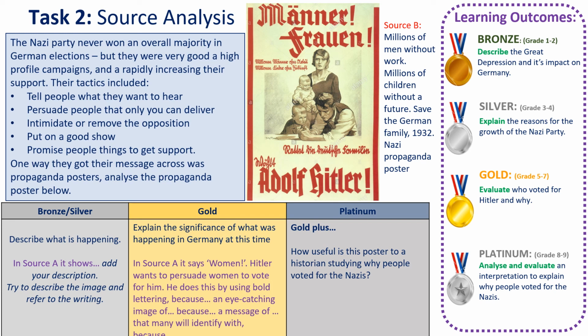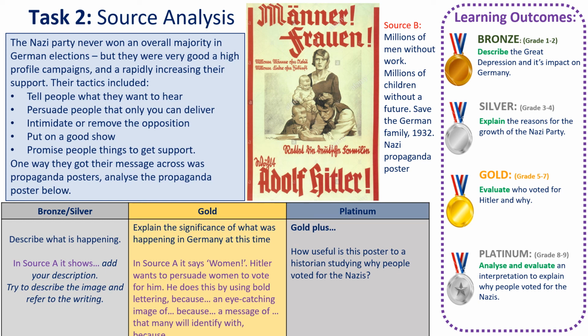So, the Nazi Party never won a majority in elections, but they were a very good, high-profile party. They led campaigns. People knew who the Nazis were, even if they weren't going to vote for them. They told people what they wanted to hear. They tried to persuade people by making promises about what they could deliver. The SA within the Nazis would intimidate people, or beat them up. They'd make sure they weren't able to share their opinions.